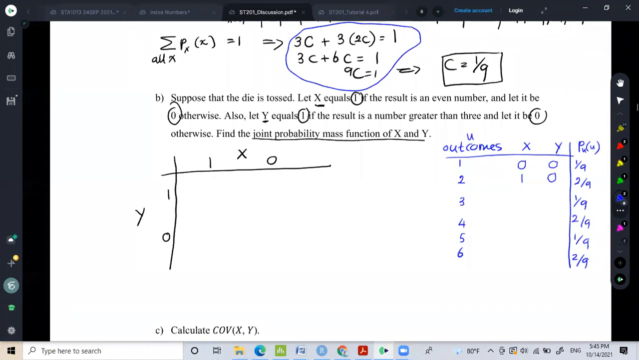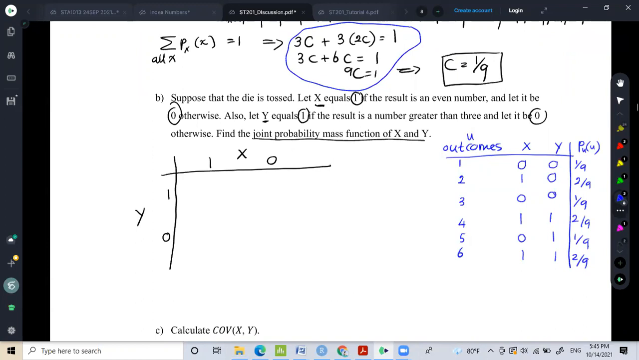3 is odd. Again, this is 0. You have to find greater than 3, so the equal sign is not there. So still this is wrong. Okay, so again, y is 0. About 4, it is even. So x is 1 and it is greater than 3. So that is also okay. So y is 1. 5 is odd. It is greater than 3. So y is 1. 6 is even. X is 1. Y is also 1 because it is greater than 3. Okay, so you have all these 0 and 1 combinations.